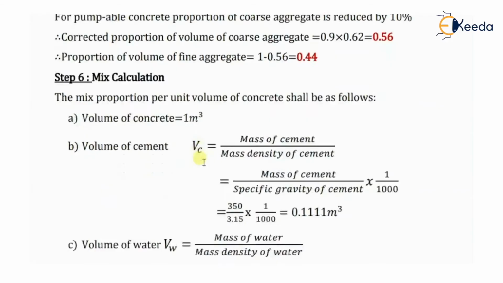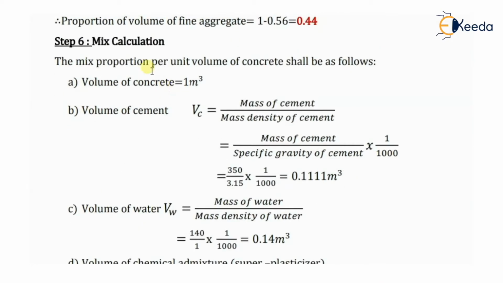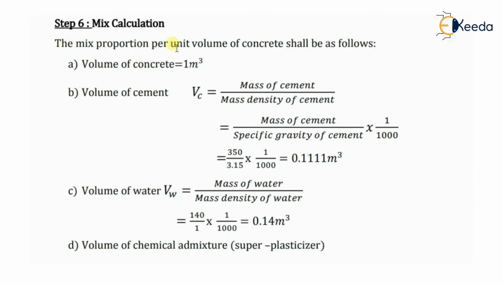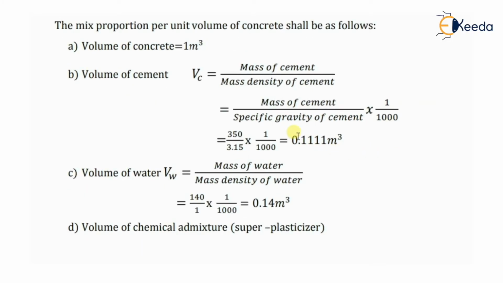Now let's do the mix calculations, that is step number 6. The mix calculation or mix proportion per unit volume of concrete shall be as follows. Let's take the volume of concrete as 1 meter cube. You have to design the concrete mix for 1 meter cube. So the volume of cement will be the mass of cement divided by the mass density of cement, that is, mass of cement divided by specific gravity of cement into 1 by 1000, because we have to take the mass density. The mass of cement we have calculated is 350. Let's check it.